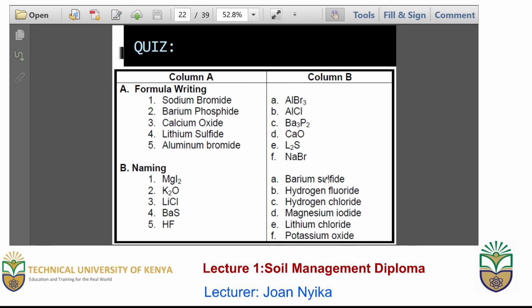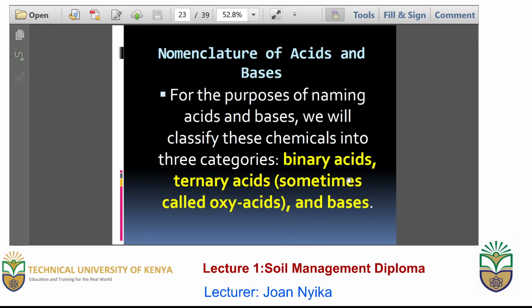The next exercise is that you have to write the formulas of the following. Barium sulfide, made of barium, and this is sulfide. You have to look on the periodic table. Which group is it? How many electrons does it require for it to gain a stable state? That way you can write the formula of the compound.